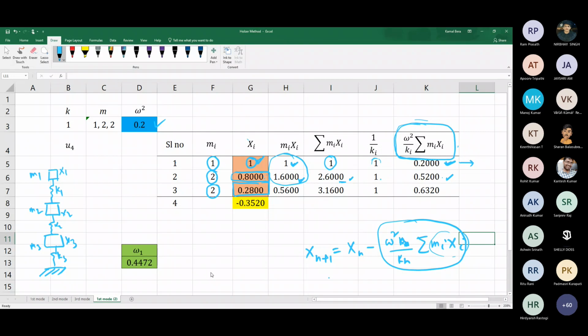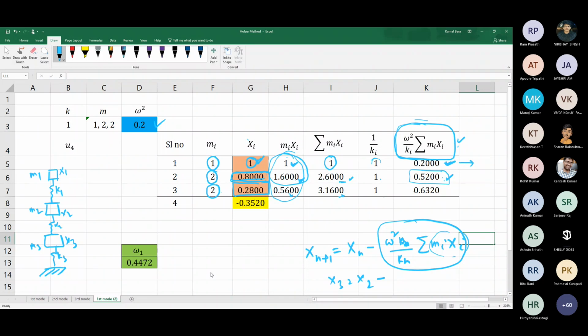x3 equals x2 minus this thing. x2 is this one, right? Minus 0.52 is 0.28. Then m3x3 is 0.28 into 2, 0.56. What is the summation of mixi? That means m1x1 plus m2x2 plus m3x3, so all three sum, right? Cumulative sum. Or from here you can visualize also. It's 3.16. Is it correct? 2.6 plus 0.56 is 3.16. Correct. So then you can calculate this one.